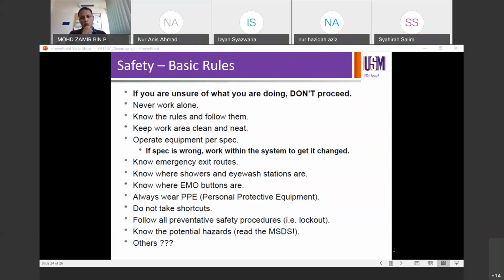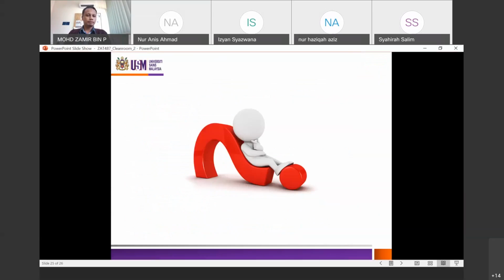You have to know what you are working with, right? So if you're working with HF or photoresist or ethanol or some other chemicals, NaOH or KOH, whatever, you have to know all the safety data sheet. You have to know the details of the chemicals. What is the potential hazard? What can it be mixed with? What it cannot be mixed with? So you have to know everything about the chemical before you can work on the chemicals. So these are among the safety or basic rules before you do your work in the fab. Yeah, that's it.